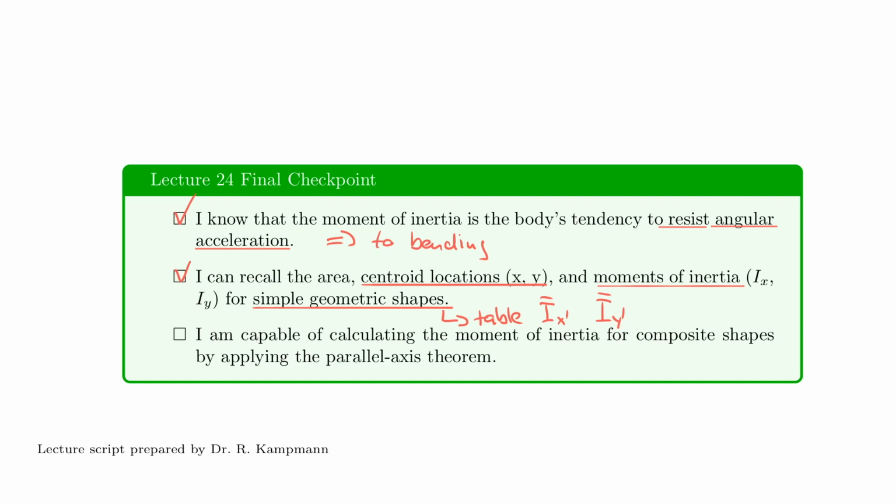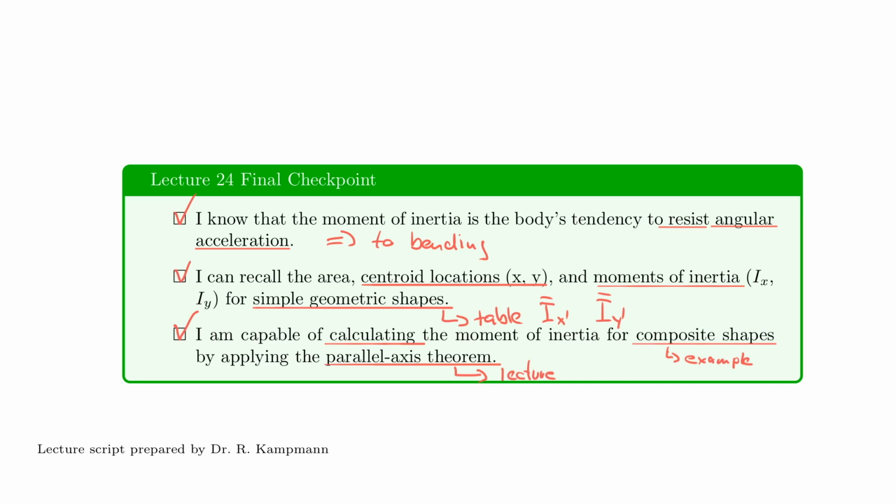And then we, of course, calculated the moment of inertia for composite shapes. The composite shapes are really everything we have done in the examples that I showed you. But how did you do that? You did that by applying the parallel axis theorem. So you find this in the last part of the lecture. And then the calculation of composite shapes was the examples, right? And that is really what you need to be able to do. And I think you can check that off.